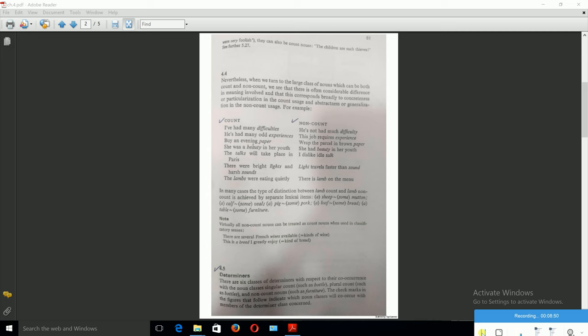Yes, now with closed system pre-modifiers. Pre-modifiers are the adjectives that appear before nouns.